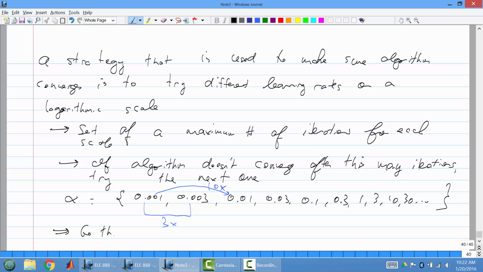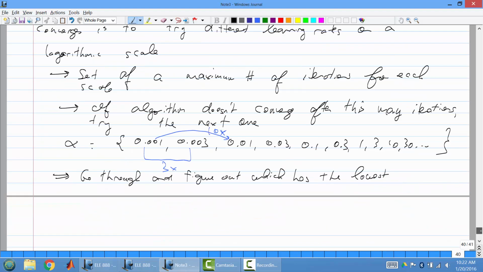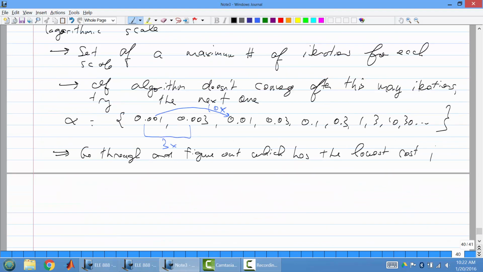Go through and figure out which has the lowest cost. So the lab actually touches on that, the lowest cost, and choose that learning rate. So there's many different learning rates that will allow the algorithm to converge, but you want to choose the one that has the lowest cost. All right? Okay, so that's one way to choose.